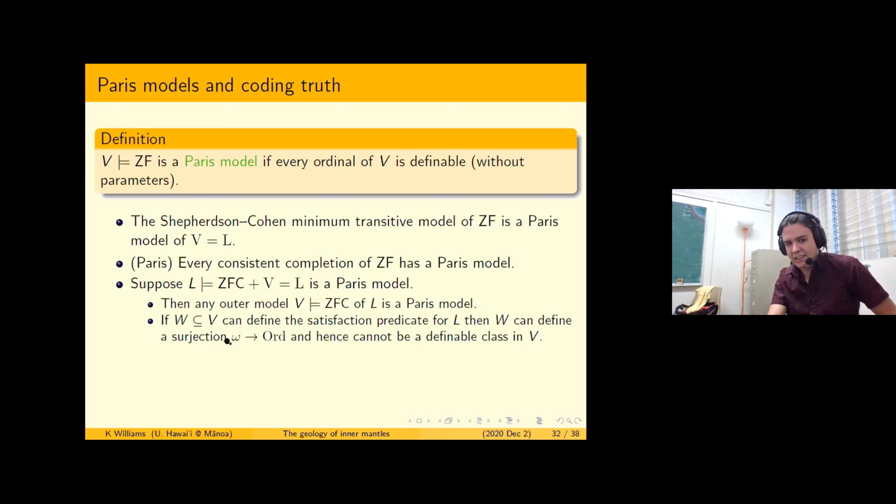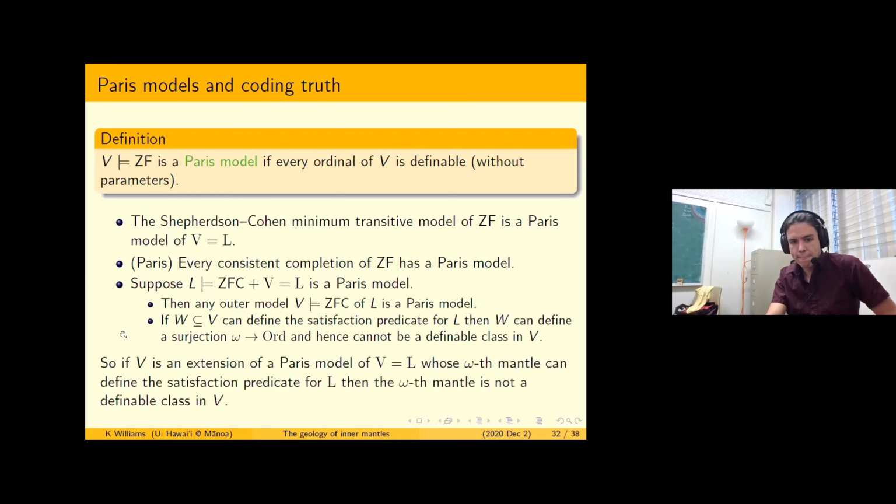And so this is exactly the strategy to get models whose omega inner mantle is not a definable class. We're going to start with the Paris model and get an outer model where the omega mantle can define the satisfaction predicate. So if you have an extension of a Paris model that equals L, the omega mantle can define the satisfaction predicate for L, and can't be a definable class in this case. All right, so that's the strategy.